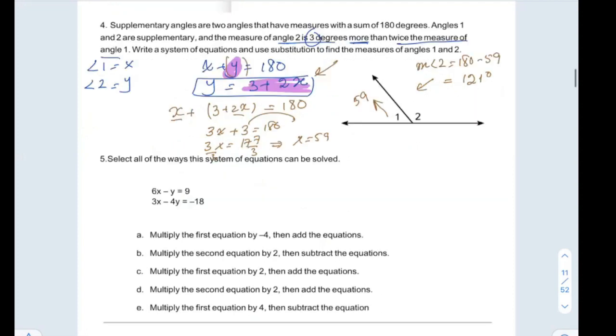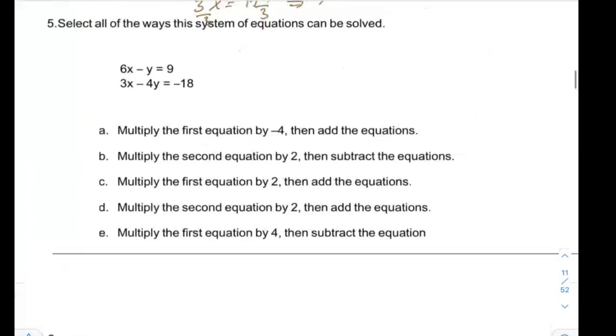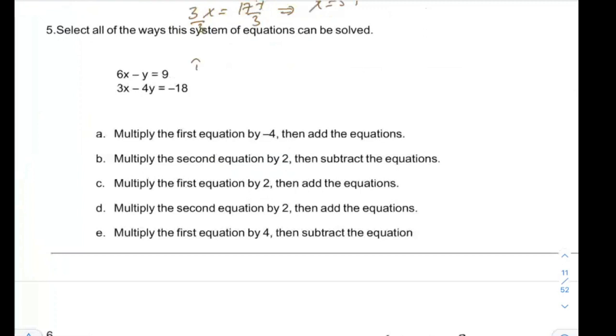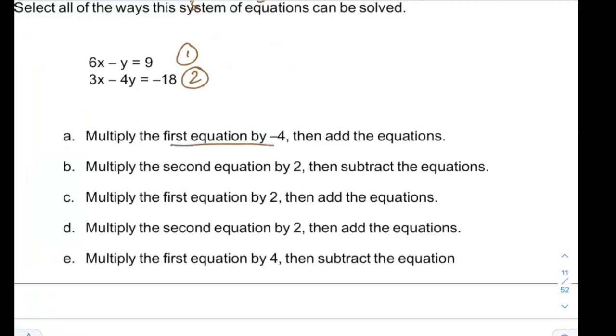Select all of the ways this system of equations can be solved. We have here equation 1, equation 2. If you multiply the first equation by -4, what happens? Let's see. Multiply the whole equation, so it will be -24x plus 4y equals -36.